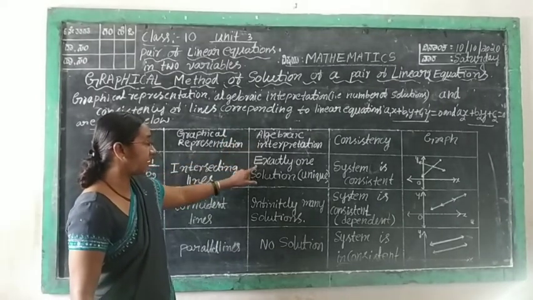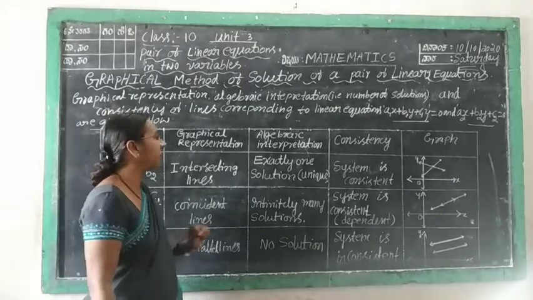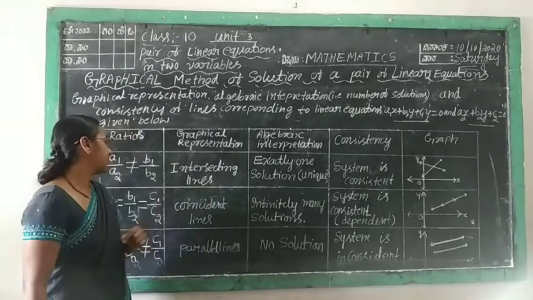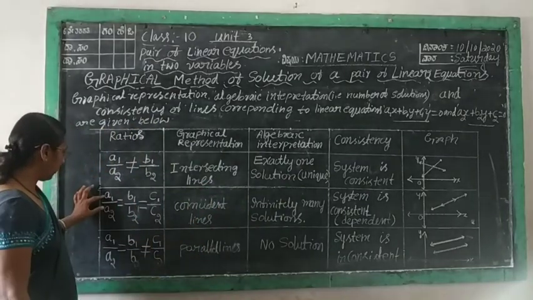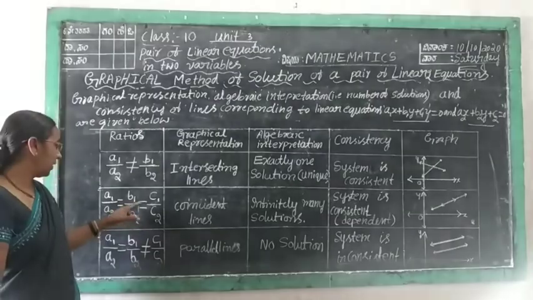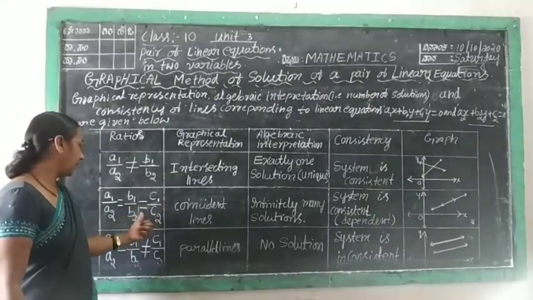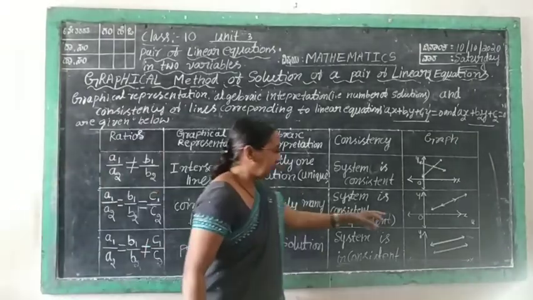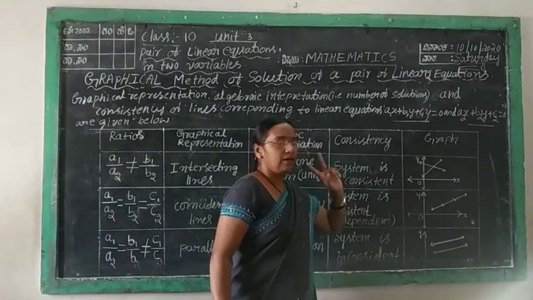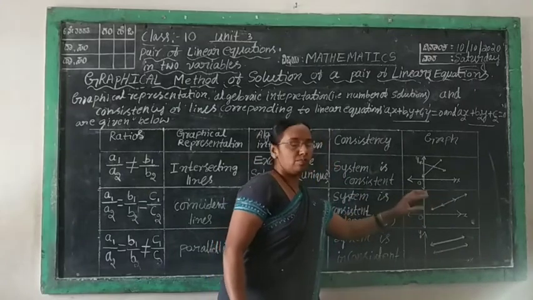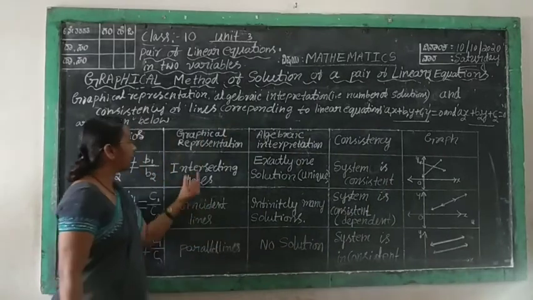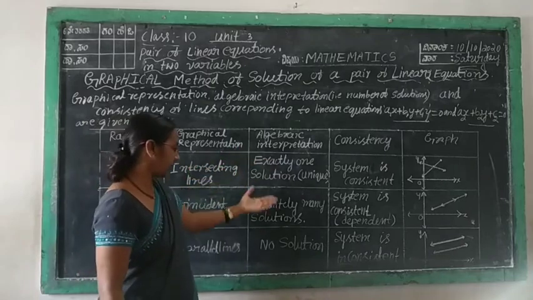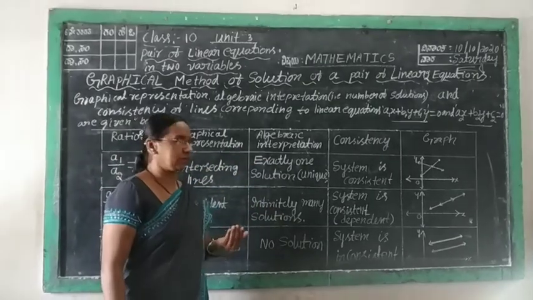The algebraic interpretation is exactly one solution. Then consistency: the system is consistent because it has a solution. Then the second one is a1 by a2 is equal to b1 by b2 is equal to c1 by c2. Its graph is coincident lines. The coincident lines graph is shown below. The two equations are one line merged into one line, so its graphical representation is coincident lines. Then its algebraic interpretation is infinitely many solutions.